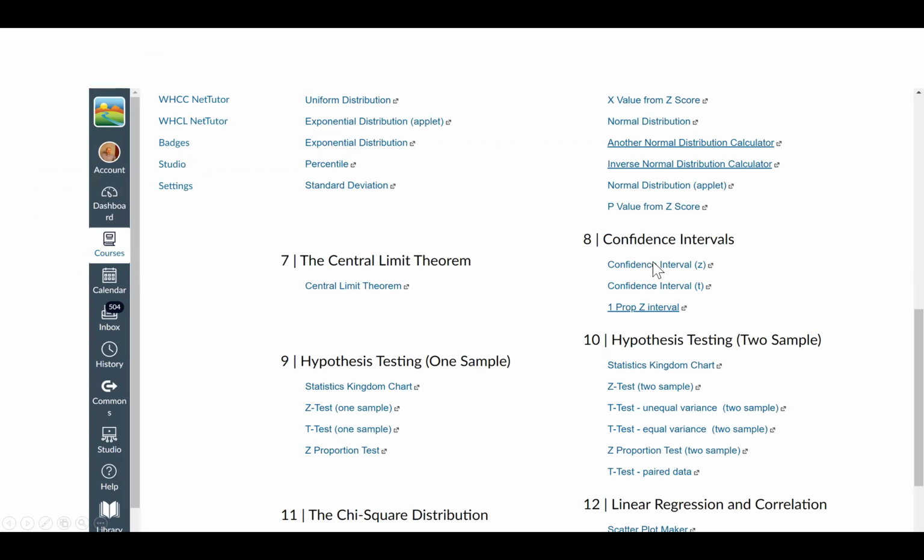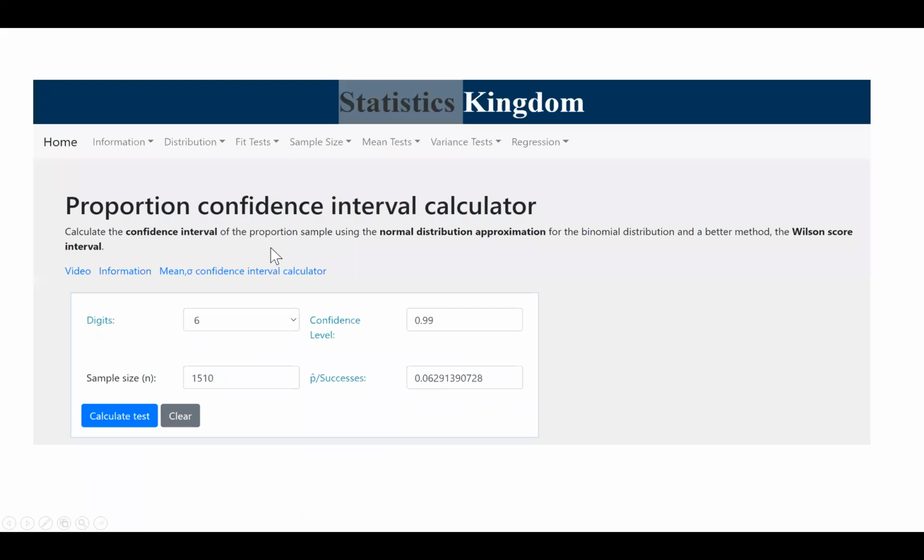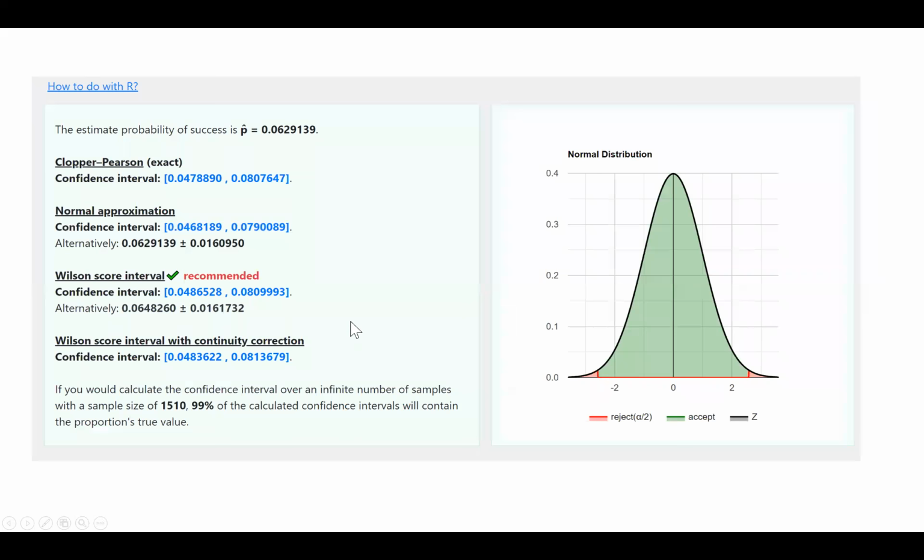So what I did is I had confidence intervals here. I got the Z confidence interval, the T, and then I decided I better give you that one here. So this is the proportional Z interval. Clicking on this, you can have how much decimal place accuracy you need as well. That's kind of cool. So we're looking at a 99% confidence interval. We have to give the sample size. And then we have to give the percent success. So this is the 95 divided by 1510. What's the success that happened? So plug in those values, click that, and you're good to go.